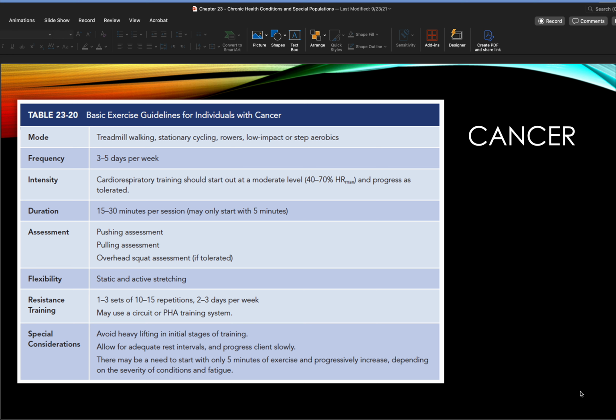Upwards of 70% intensity, which is not too bad. 3 to 5 days per week, building up as needed. But then again, avoid heavy lifting, though as tolerable. Allow rest intervals. They might need a little bit more than the average person. And then progressive conditioning to get them more involved, so that they can start building their stamina up, break that pattern of feeling fatigued, and help push the envelope to make them feel better.